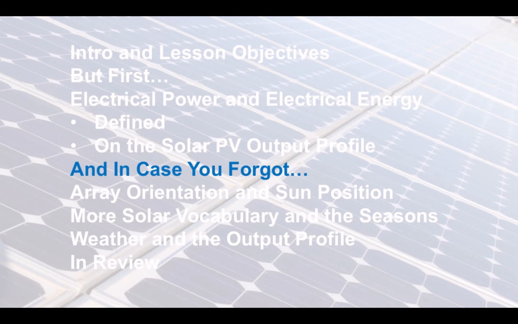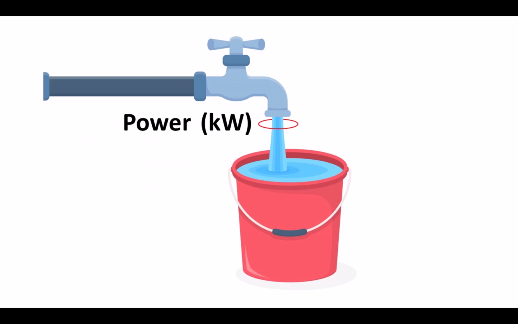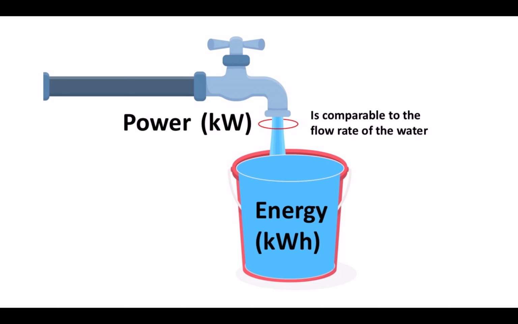And in case you forgot, as a reminder, a helpful way to think about the difference between electrical power in kW and electrical energy in kWh can be found in this simple comparison to running water. Power in kW is comparable to the flow rate of the water. Energy in kWh is comparable to the quantity of water in the bucket.